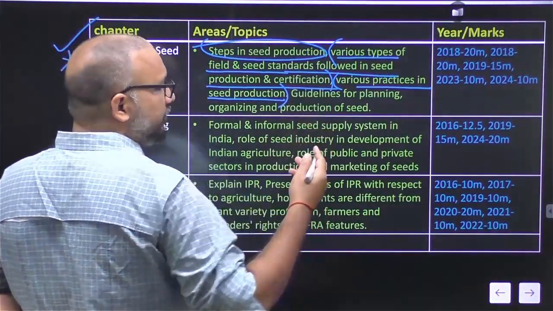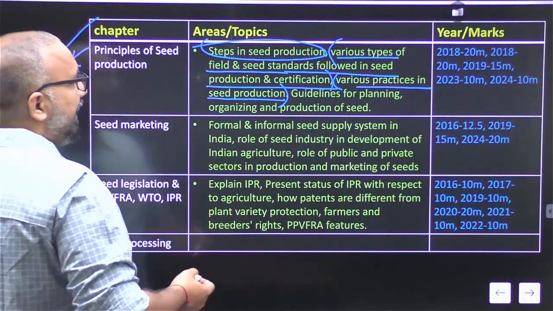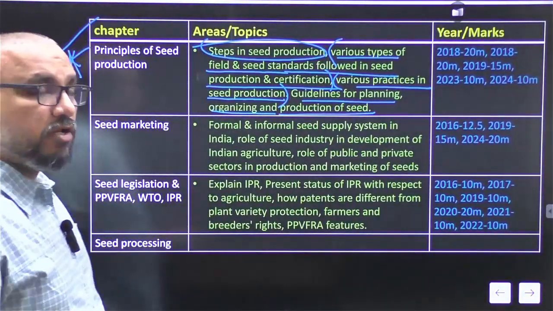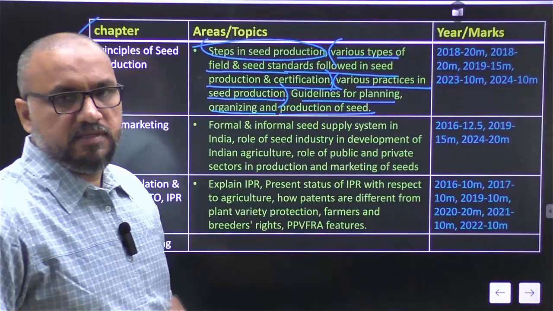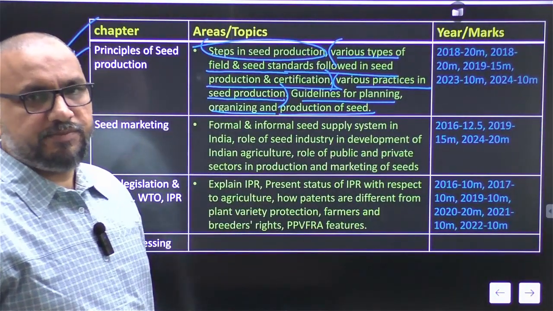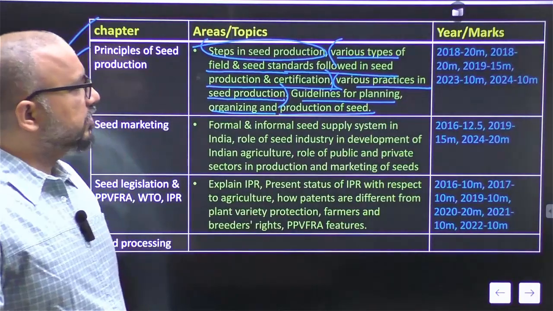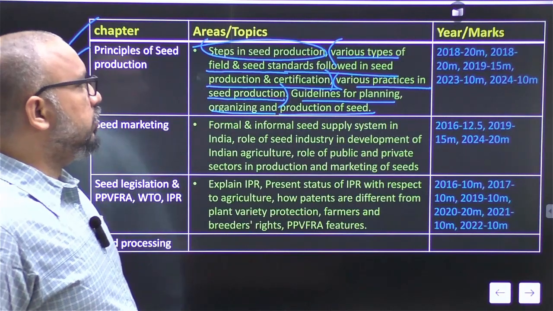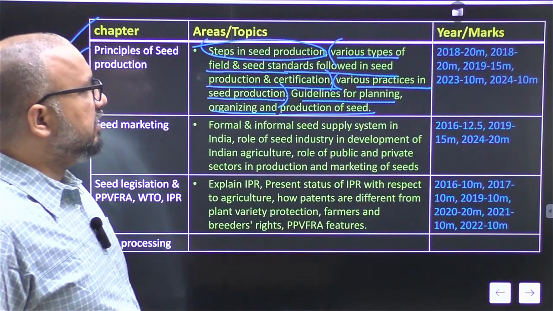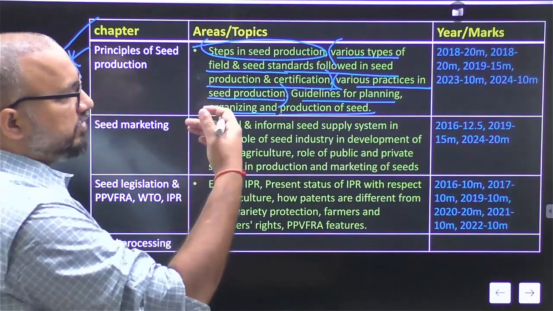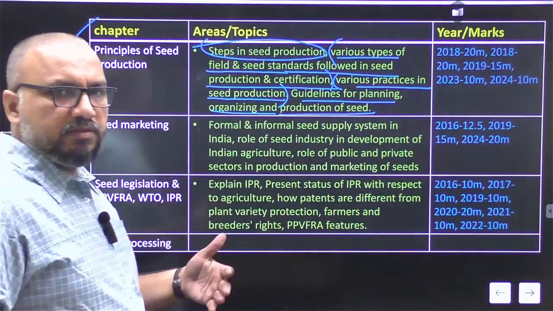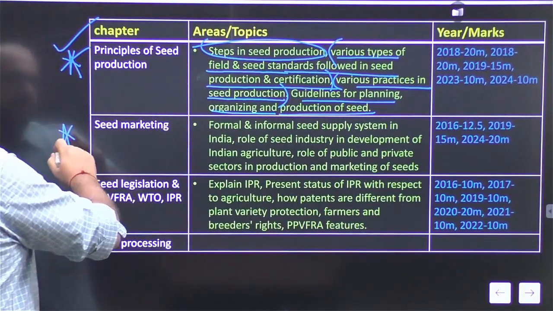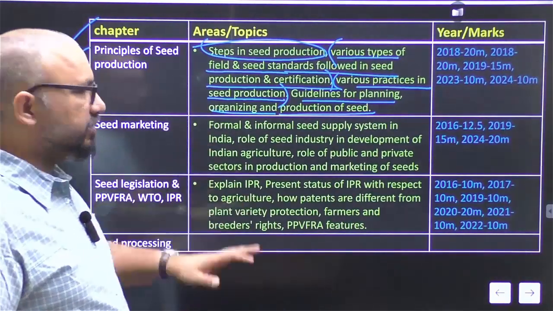So they can ask you the same question in different ways, right? So guidelines for planning, organizing and production of seed. They can also ask you seed production in case of maize, how to produce hybrid seed production. So such questions can also be asked. So in 2018, two questions were asked. In 2019, a 15 marks question was asked, 2023 and 2024. So you can see at least every alternate year you will have a question from this particular topic.